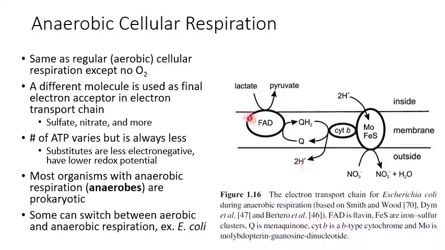You can also notice that it's kind of shorter and more simple than the eukaryotic electron transport chain. It only has 2 protein complexes instead of 4, so it's not going to be able to pump as many protons across the membrane. But also because nitrate is not as electronegative as oxygen is, that's another reason why it would not be able to pump as many protons across the membrane, and therefore would not be able to make quite as much ATP.